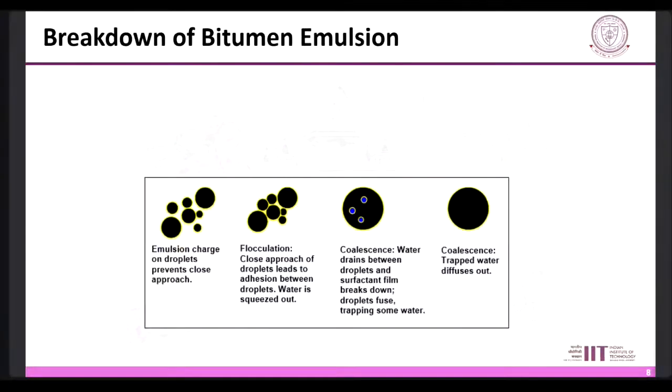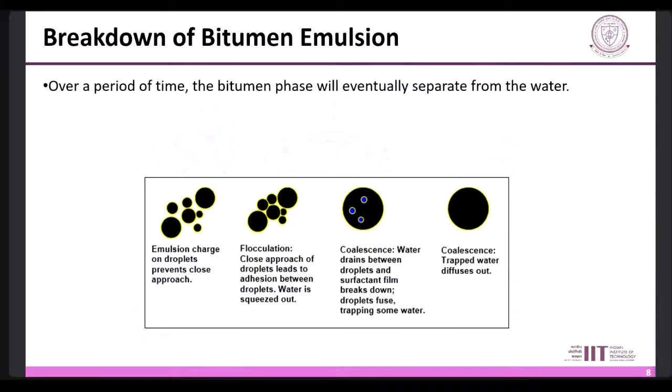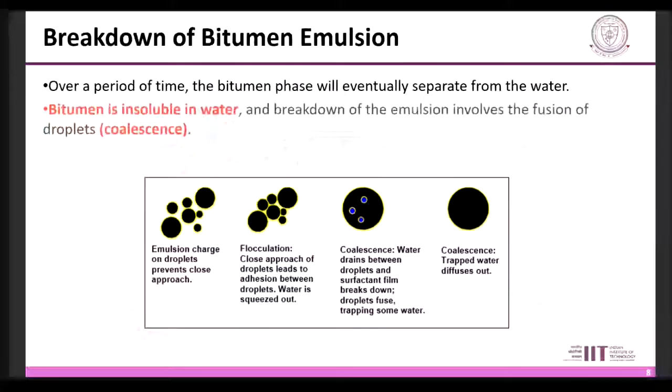So before, the bitumen emulsion is coated over the aggregates. There is a process where the bitumen emulsions break down so that the water is trapped out from it. So this process states that over a period of time the bitumen phase will eventually separate the water from it. How does it separate the water? Bitumen is insoluble in water, and the breakdown of emulsion involves the fusion of droplets, and the process is known as coalescence. I will tell you in detail in the next slide.